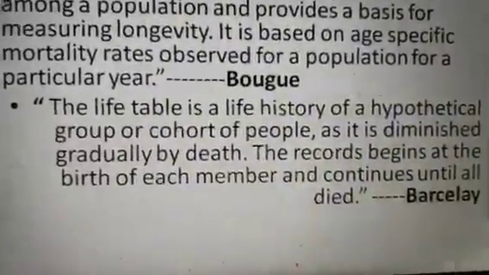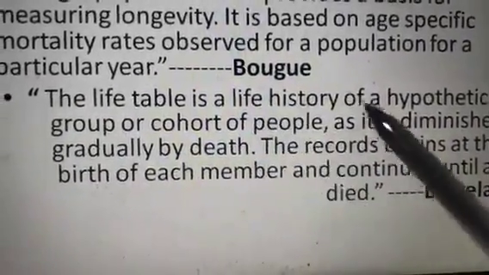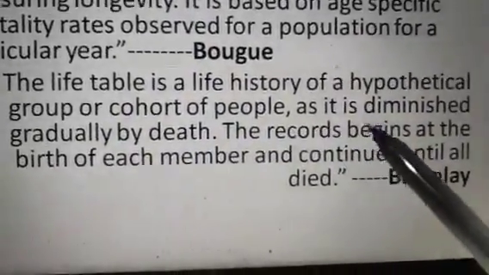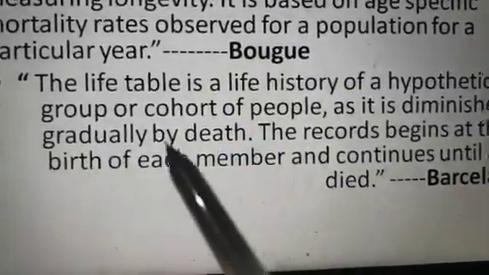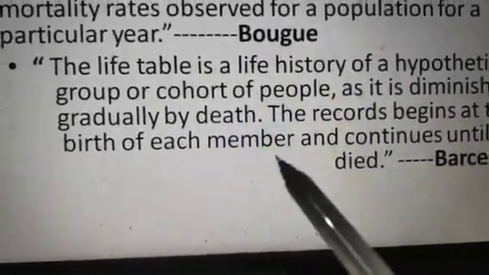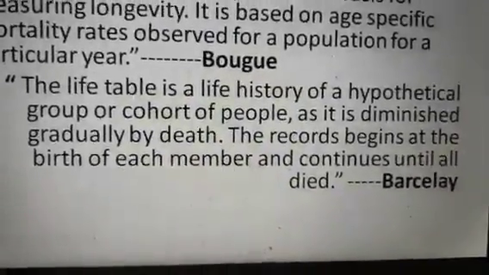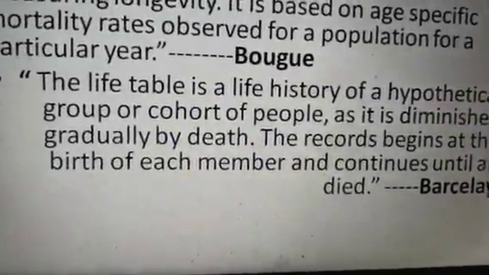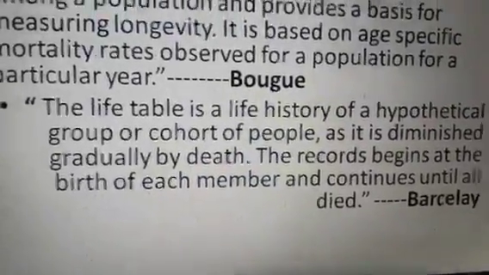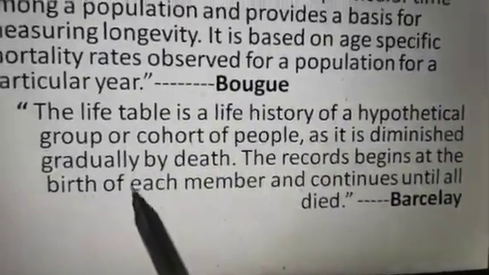And then the second one, as per Berkeley, the life table is a life history of a hypothetical group or cohort of people as it is diminished gradually by death. The record begins at the birth of each member and continues until all have died. A little bit different, but you might learn a little bit of new concept, new terminology in this definition. Here this definition says that this is a life history of a hypothetical group.